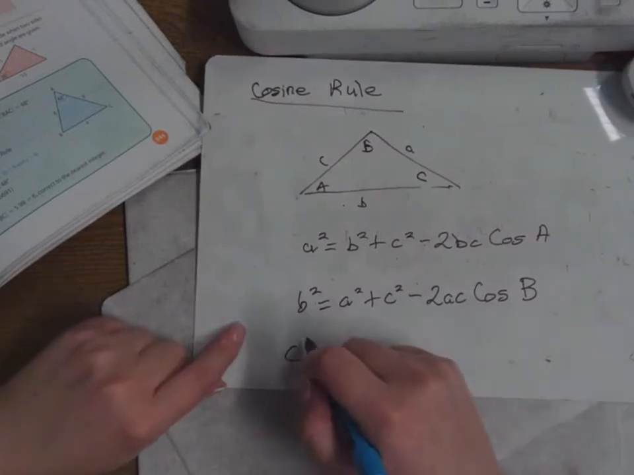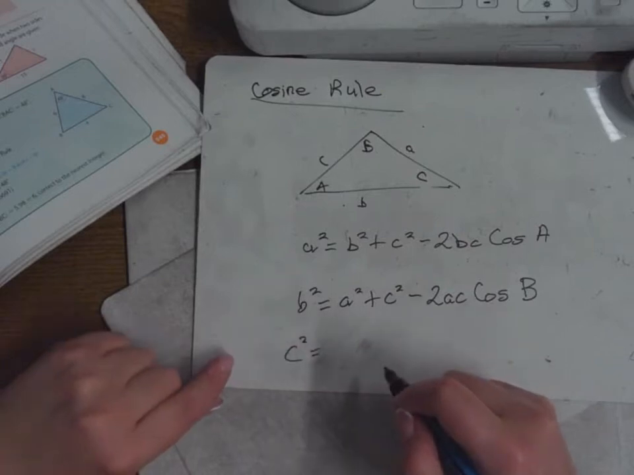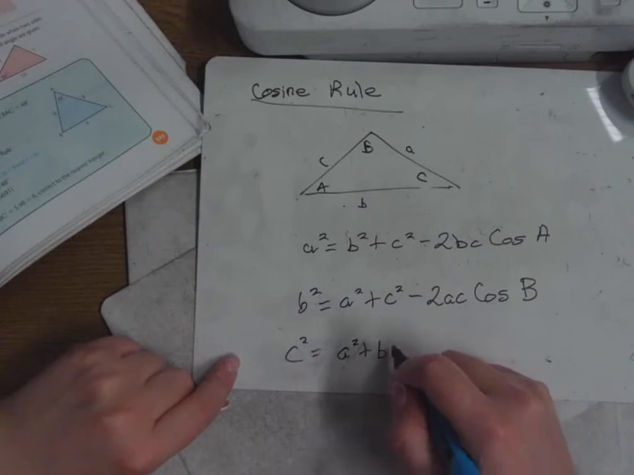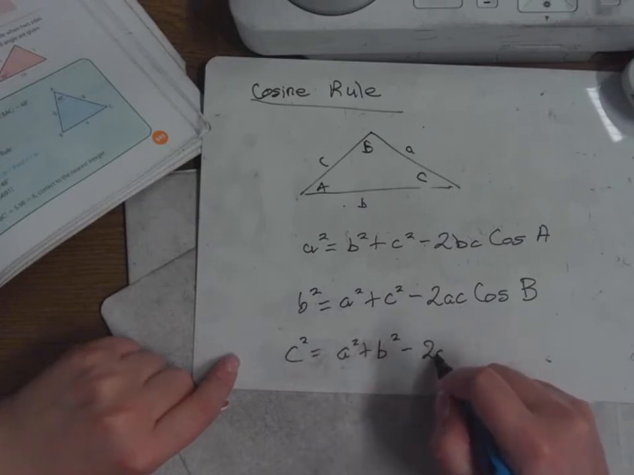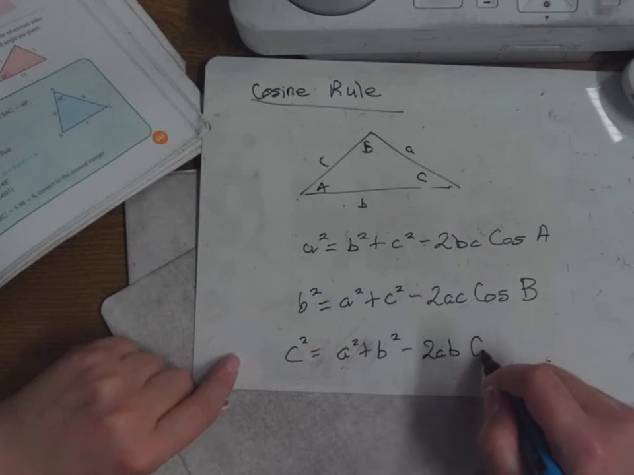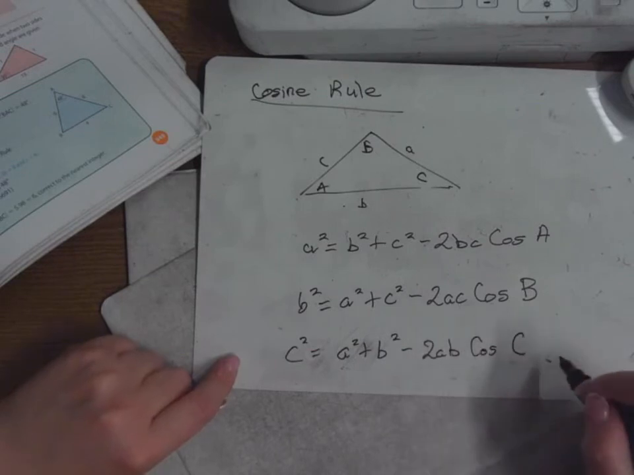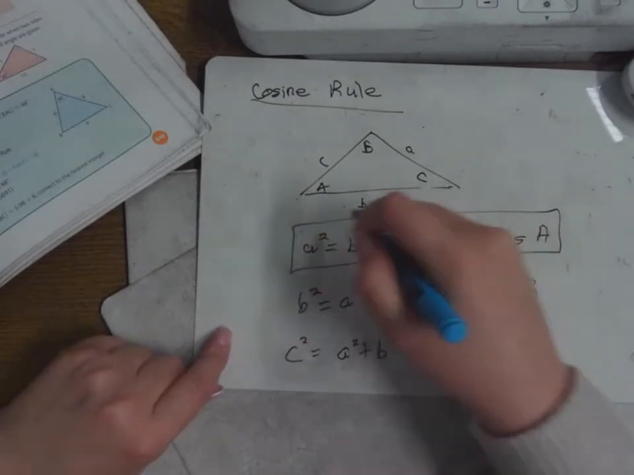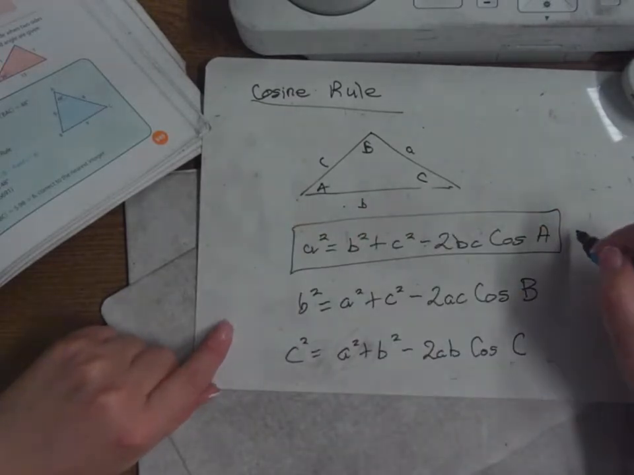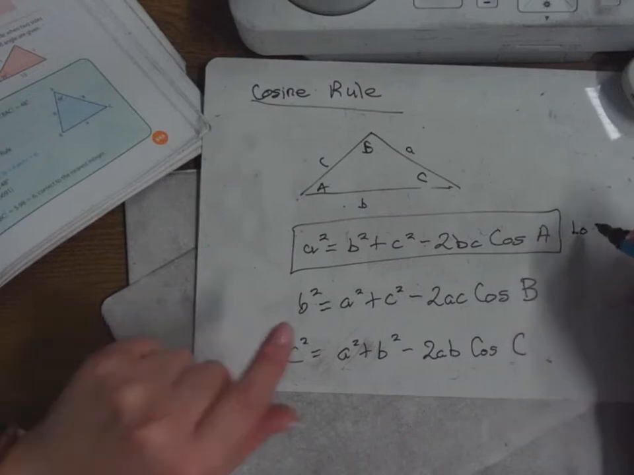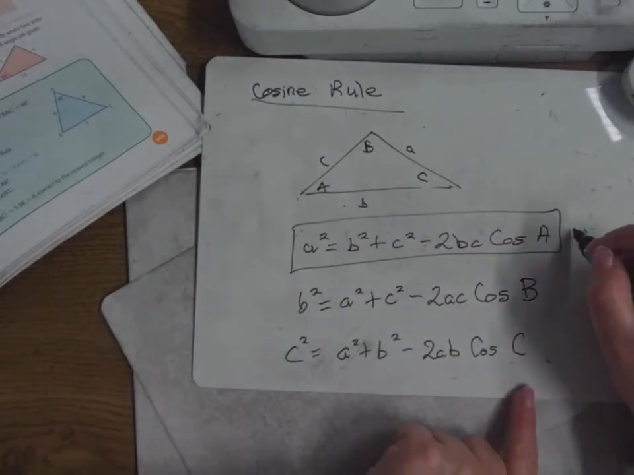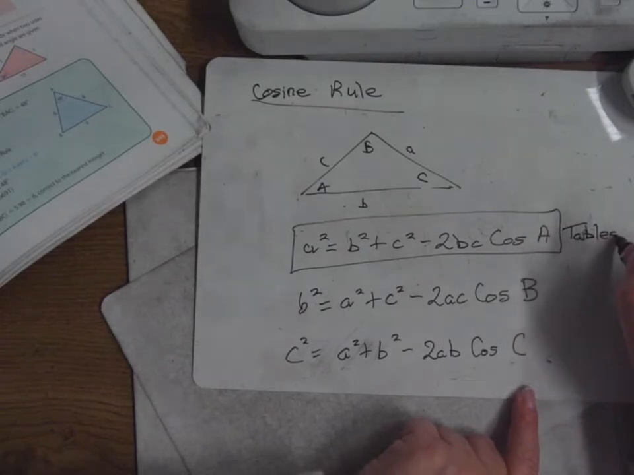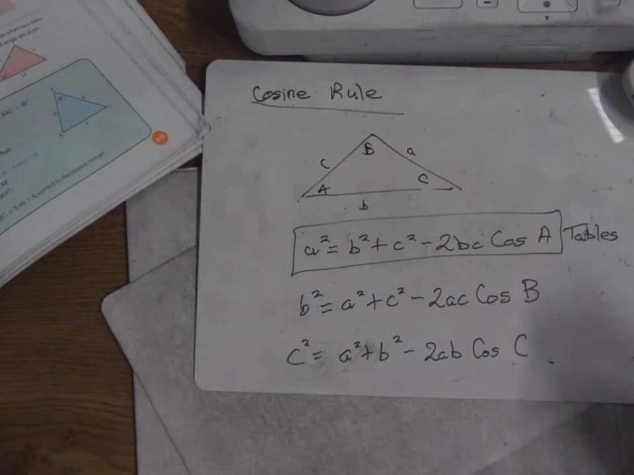And c squared, what would c squared be equal to? a squared plus b squared minus 2ab cos of capital C. Is that okay? So this one is in the log tables, but you can rearrange it, etc. Or you could change your labels on your triangle to work out that you're missing A. Okay?